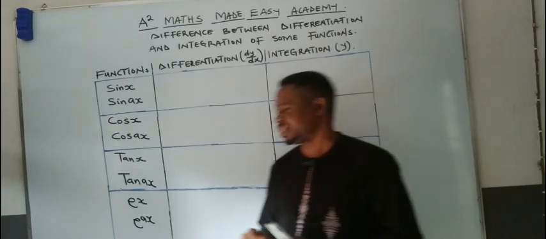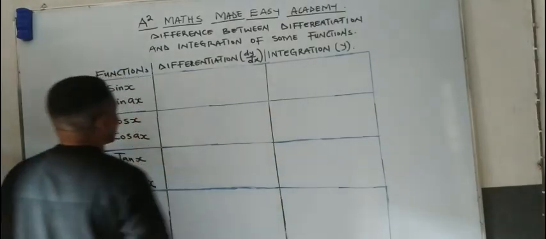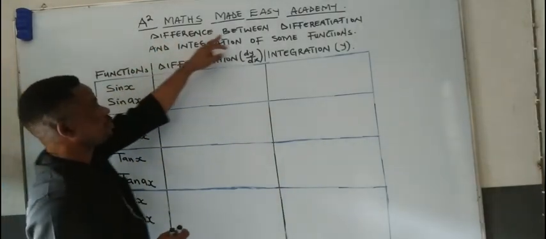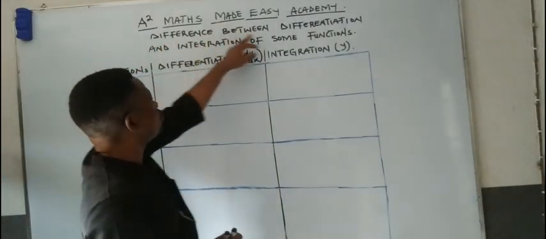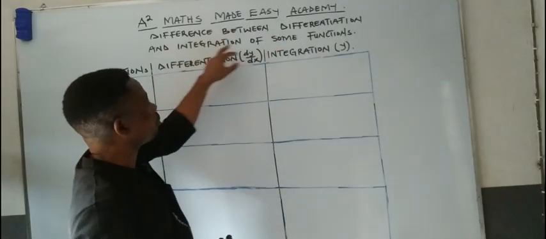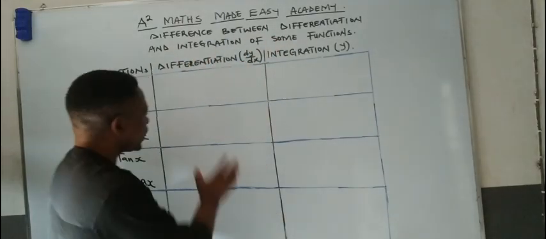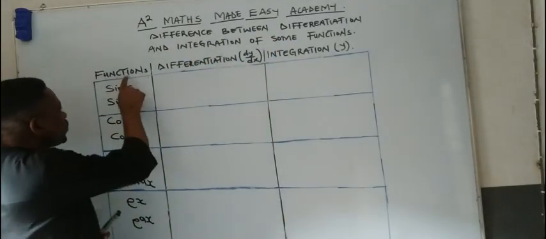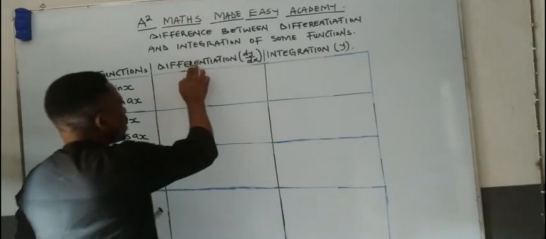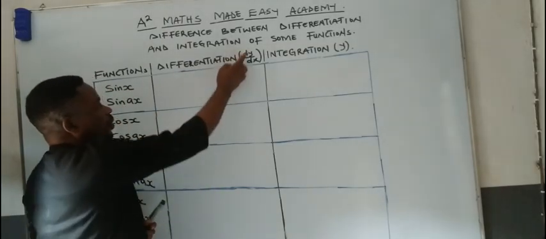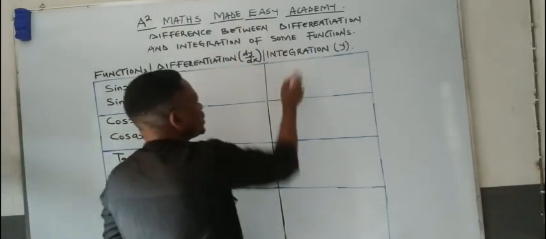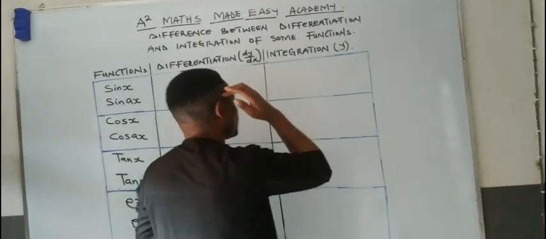Now I want you to watch this. Now we're looking at this. Look up. Difference between differentiation and integration of some functions. Now this is a table. These are what we call functions. This is differentiation, or we call it dy dx. This is integration, or you call it integral of y.